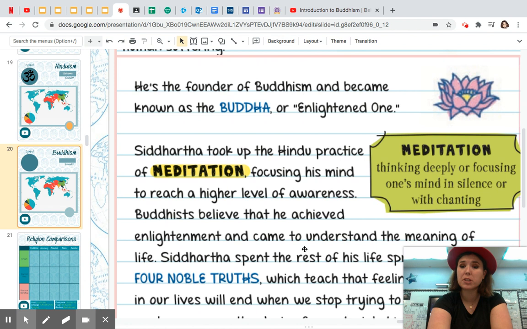Siddhartha decided to abandon his riches to seek the meaning of life and the cure for human suffering. He is the founder of Buddhism, and became known as the Buddha, or Enlightened One.